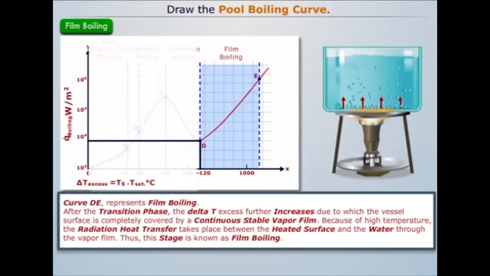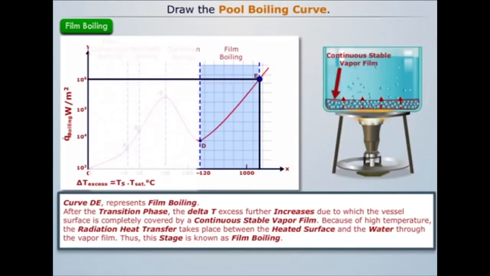As delta T excess further increases, the vessel surface is completely covered by a continuous stable vapor film. Now, because of the high temperature, radiation heat transfer takes place between the heated surface and the water through the vapor film. Thus, this stage is known as film boiling.